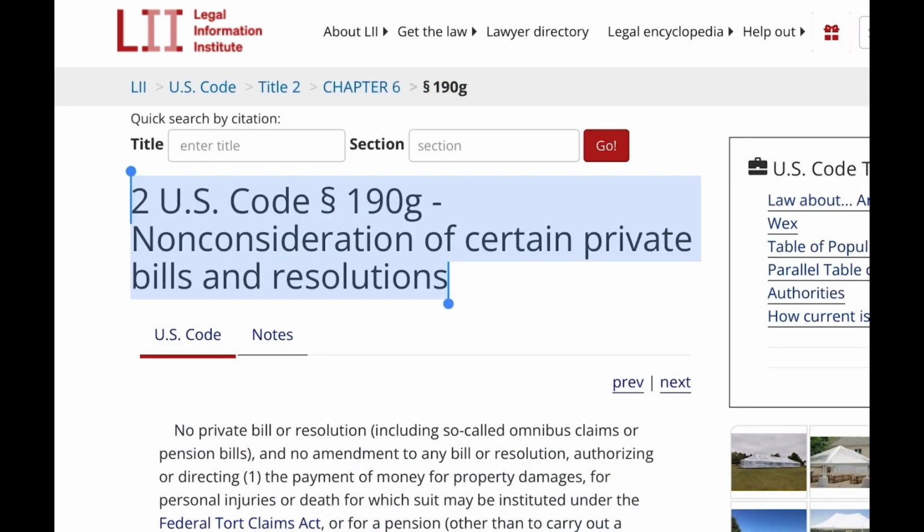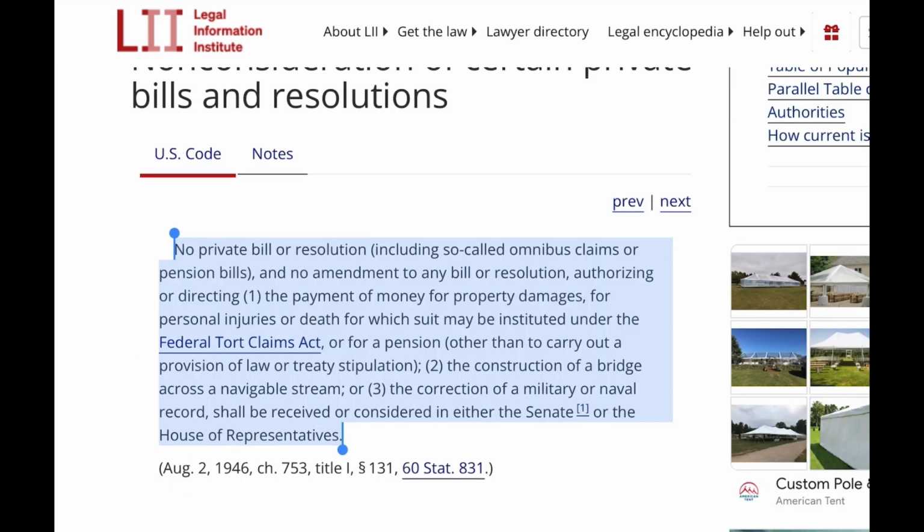2 U.S. Code Paragraph 190g, Nonconsideration of certain private bills and resolutions. No private bill or resolution, including so-called omnibus claims or pension bills, and no amendment to any bill or resolution, authorizing or directing 1. The payment of money for property damages, for personal injuries or death for which suit may be instituted under the Federal Tort Claims Act, or for a pension, other than to carry out a provision of law or treaty stipulation, 2. The construction of a bridge across a navigable stream, or 3. The correction of a military or naval record, shall be received or considered in either the Senate or the House of Representatives.